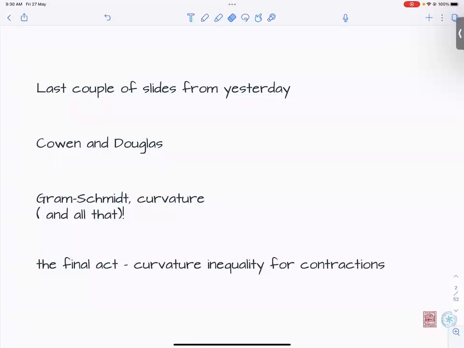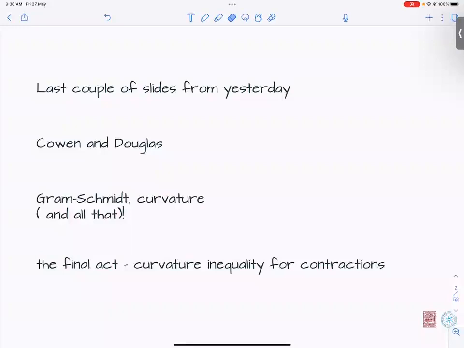The outline of the lecture today is to finish off the last couple of slides from yesterday that I went over rather quickly, which had to do with the applications of the alpha-swarnama. Then I'll talk about a new class of operators, which is of course no longer very new.